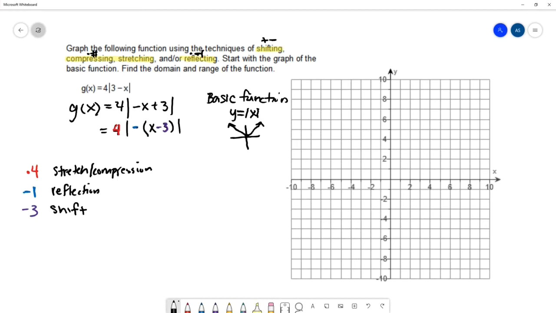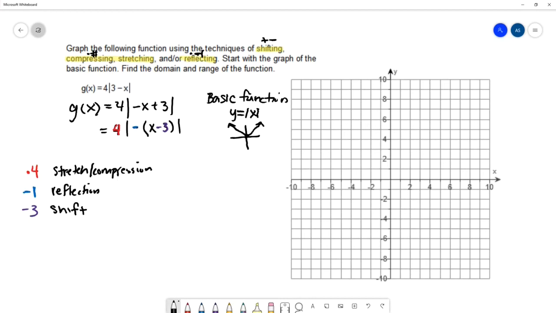So I've identified the big categories of what these transformations are, but there's a lot more details to figure out, because there are vertical stretches and compressions, there are horizontal stretches and compressions, so we need to figure out which type this multiplication by 4 is. With reflections, there are 2 different types. You can have a vertical reflection or a horizontal reflection over the x-axis or y-axis. And for shifting, you can shift left, right, up, or down. So we really need to narrow down which type of each one of these we have.